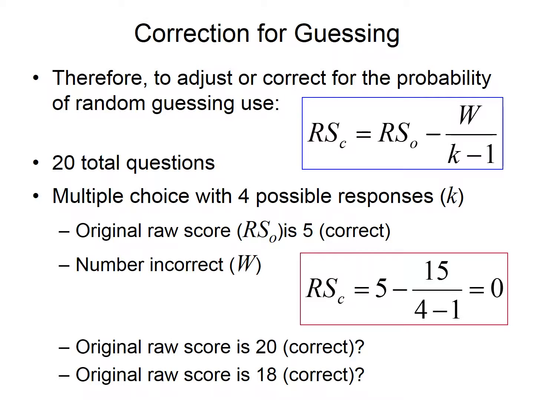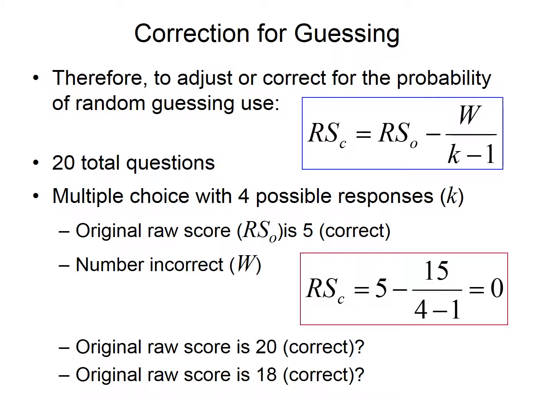The raw score is RS with a little 0 after it. That's where we put the raw score of the person whose score we want to convert from a raw score to a score that's been adjusted for the potential for guessing. W is the number of questions they got wrong, and K is the number of possible responses. So if you're taking a multiple choice test with 4 possible responses, and the raw score was 5, so you got 5 correct, then we're going to run the equation.